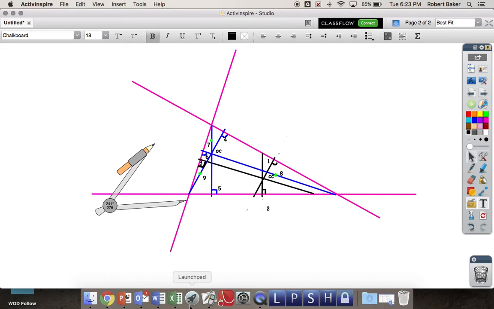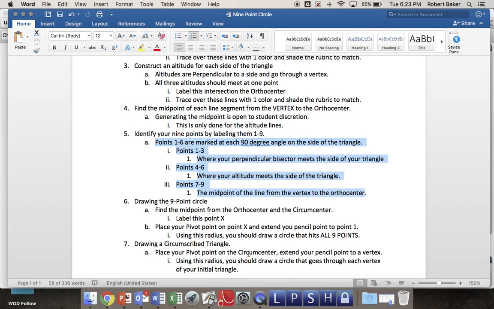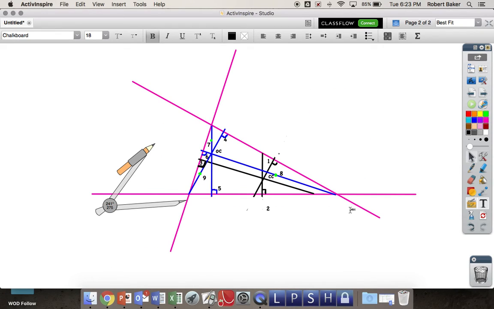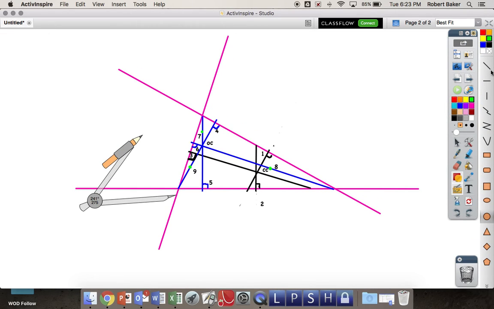All right, now the last thing that I need is, let's go check the rubric so we can all follow along. Find the midpoint from the orthocenter to the circumcenter. Label this point X. So I'm going to go to my project here. You can draw a line from here to here, so I'm going to do this with, I don't know, baby blue. From here, the orthocenter, to here, the circumcenter. And it's my job to find the midpoint of that line.